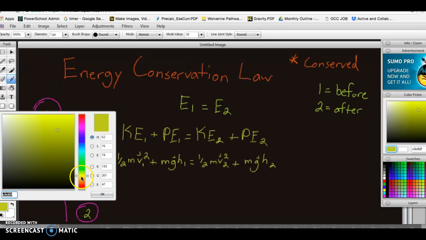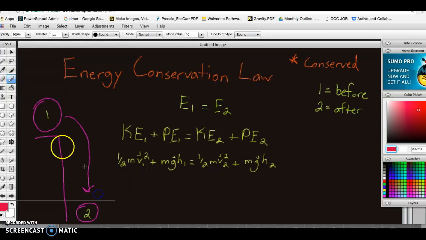Okay, so now let's go back to our picture, and let's see what crosses out and let's see what stays. If we look at our picture, the ball is at rest. So the ball is at rest, that means the velocity is 0. And this is the velocity before, right? So if this velocity here is 0, this whole thing goes to 0. Okay? And the mgh1 comes back down.